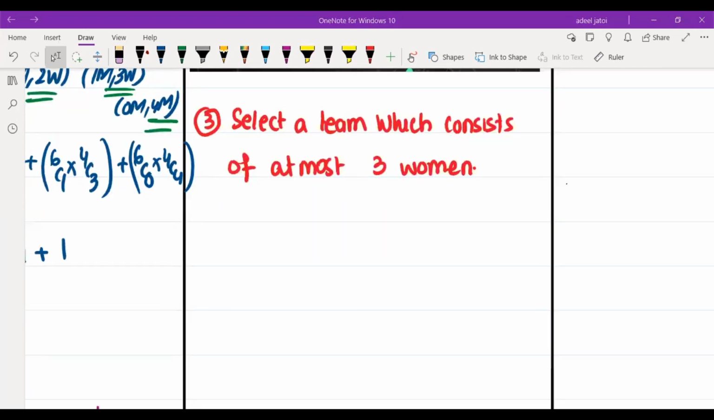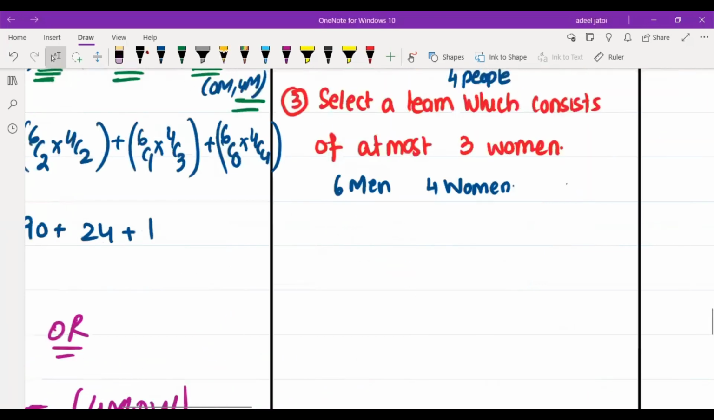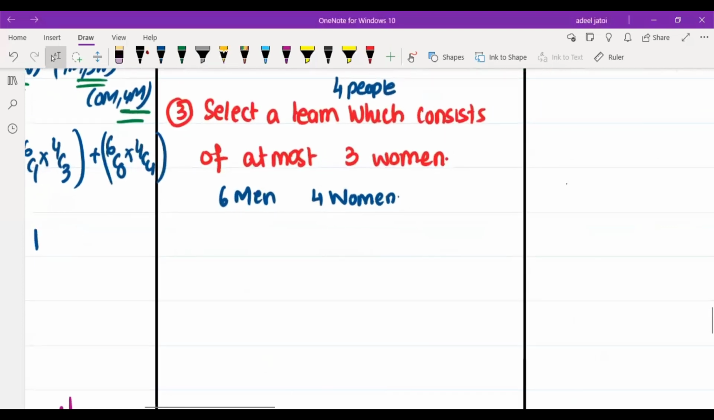So same case number 3. Now we have example number 3. The case is same, which says 6 men and 4 women. And the point is that we select a team which consists of at most 3 women, and the team is of 4 people, since it is the continuation of the question initially of lecture 3, that means case 3 team member selection. At most 3 women means maximum 3 women.